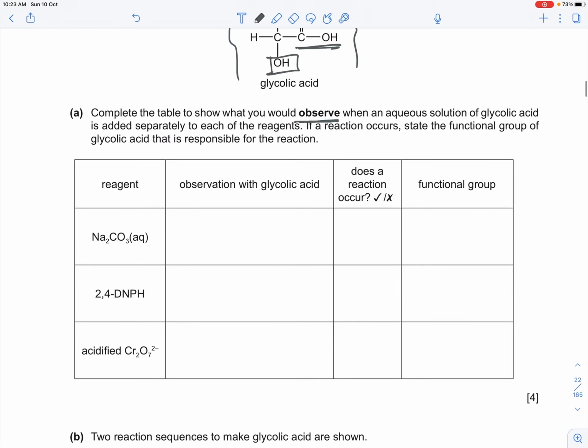They have given us some reagents here: sodium carbonate, 2,4-dinitrophenylhydrazine, commonly known as DNPH, and acidified potassium dichromate or acidified dichromate ions. When we add glycolic acid in aqueous solution to sodium carbonate, what would we observe? We have to write the observation here. If a reaction occurs, state the functional group of glycolic acid that is responsible for the reaction.